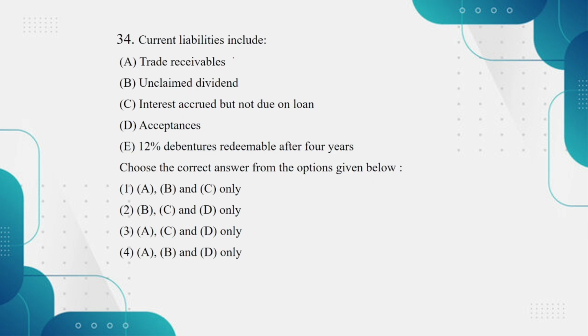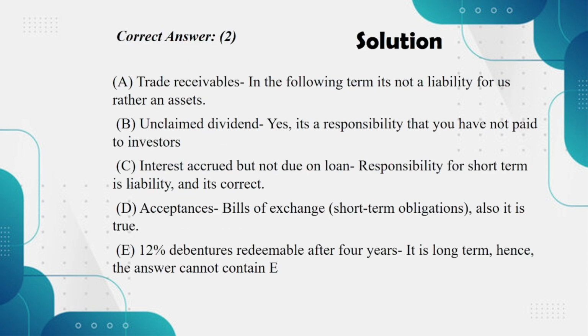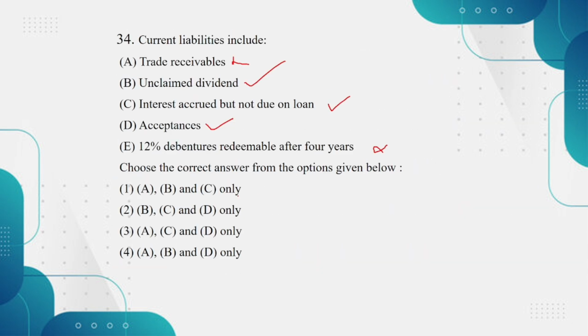Current liability includes not the trade receivable, but unclaimed dividend, interest accrued on bank loan, and acceptance. So B, C, D only. And issue of debenture is not coming under current liability. Okay, so please remember B, C, D only.